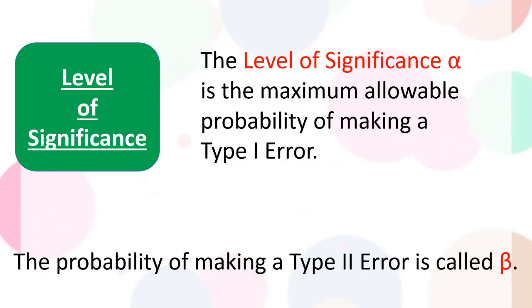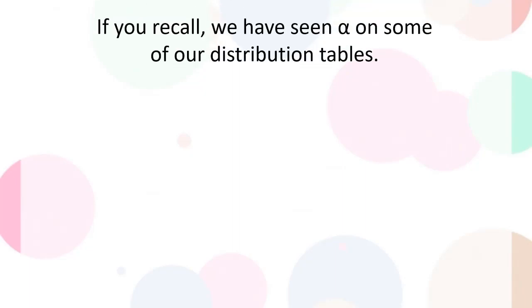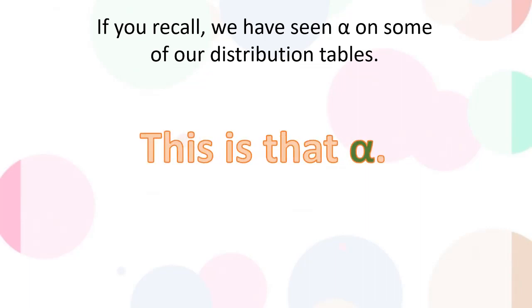So you may recall we've seen alpha before. We've never used it for anything. But if you look back at some of the distribution tables, you'll see that alpha is at the top of some of those tables, like the t distribution and chi-square distribution. There's alphas on those tables. So if you look at that, you'll see that this is that alpha. Okay. We haven't done anything with it yet. Now we're going to finally figure out what we're going to do with it.